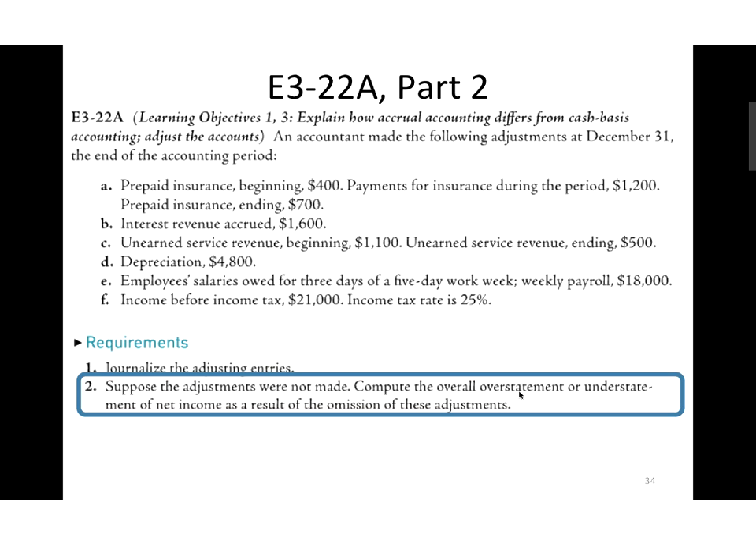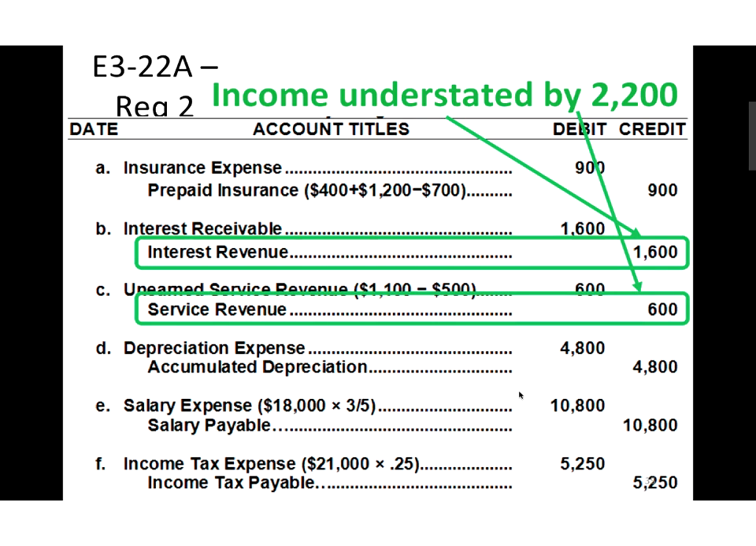Part 2 says, suppose the adjustments were not made. Compute the overall overstatement or understatement if you don't make the adjustments. So this is saying, what if you don't do your adjusting entry? What happens? Okay? So in that list that I just showed you, there were two entries that affected revenue accounts. The entry we did for entry B and the entry we did for entry C both credited revenue. One credited interest revenue for $1,600, one credited service revenue for $600. So if we didn't make those two adjusting entries, we would have understated income by $2,200. Because the question's asking us, what's the impact on net income if we didn't make these entries?